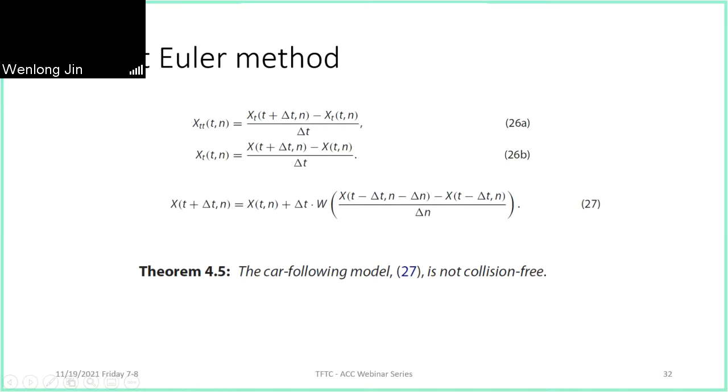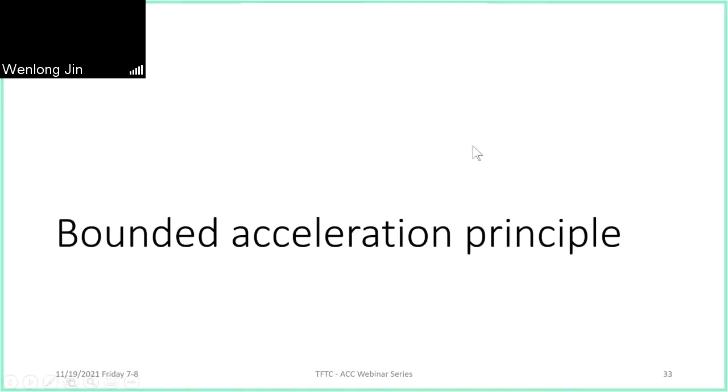So it just shows that this collision-free condition is very useful when we discretize the continuum model, the car following model. And of course, collision-free should be satisfied when we try to control autonomous vehicles, right?